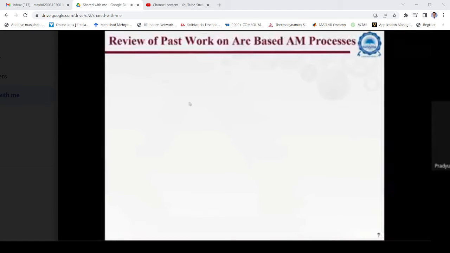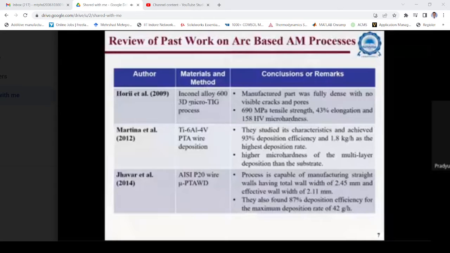Next, review of past work on arc-based additive manufacturing processes. In the first literature review, the author used the microplasma tungsten inert gas process for additive manufacturing of Inconel alloy 6 series. The final conclusion is that manufactured parts are fully dense with no cracks and pores, and the maximum tensile strength is approximately 690 megapascal and the hardness is 158. In the next literature review, plasma transfer wire arc deposition of titanium alloy wire was used, and they achieved a deposition efficiency of 93% and a deposition rate of 1.8 kg per hour.